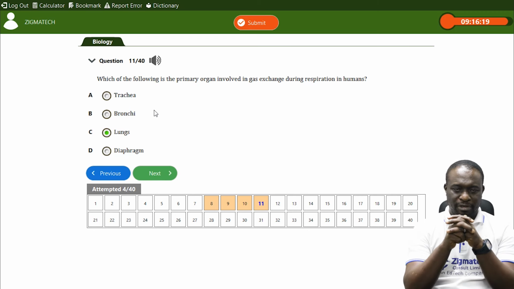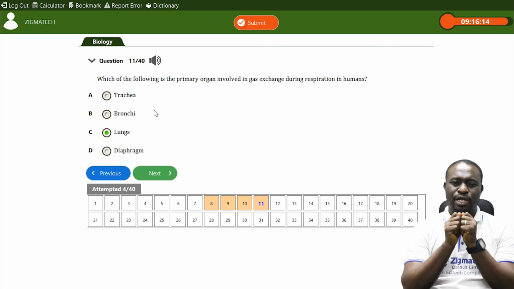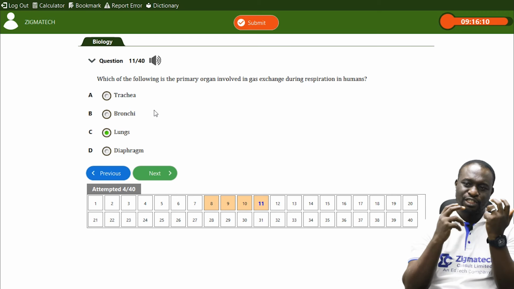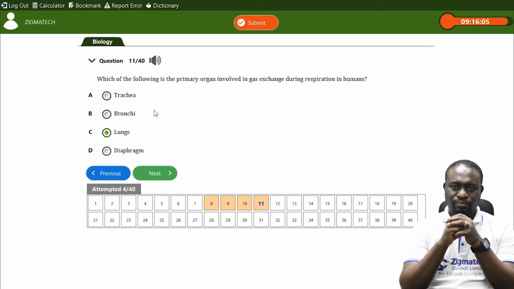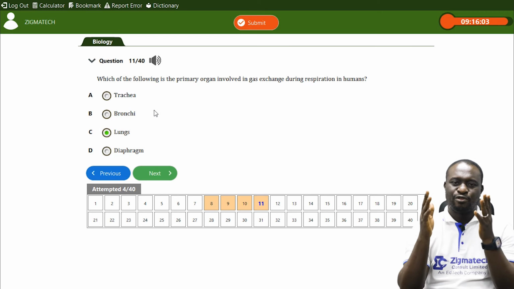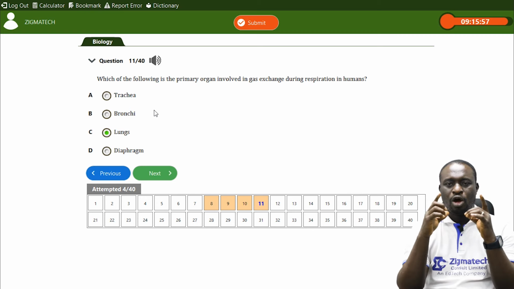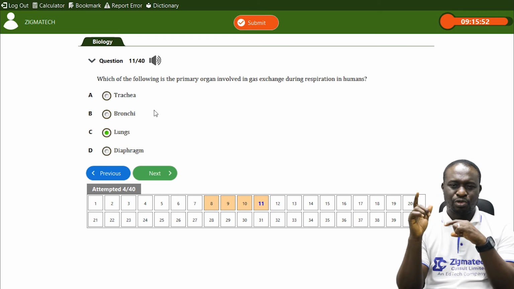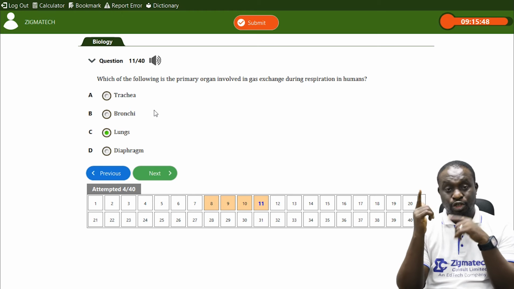Question 11 says, which of the following is the primary organ involved in gas exchange, that is gaseous exchange, during respiration in humans? If you could remember, or if you take your mind back to some of our videos, I made mention of repeated questions, and I mentioned respiration. Under respiration, please always take note of respiration in humans.